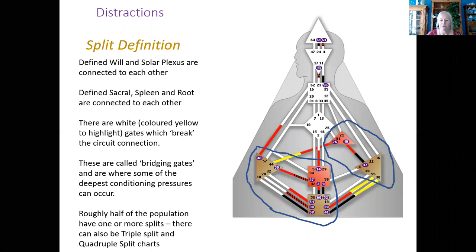There are also things called triple splits and quadruple splits. So again, you look on your chart and see whether you're single definition, split definition, triple split or quadruple split. Different things apply depending on which one, but it gives you an idea of what to go and look for and what you're looking at here.